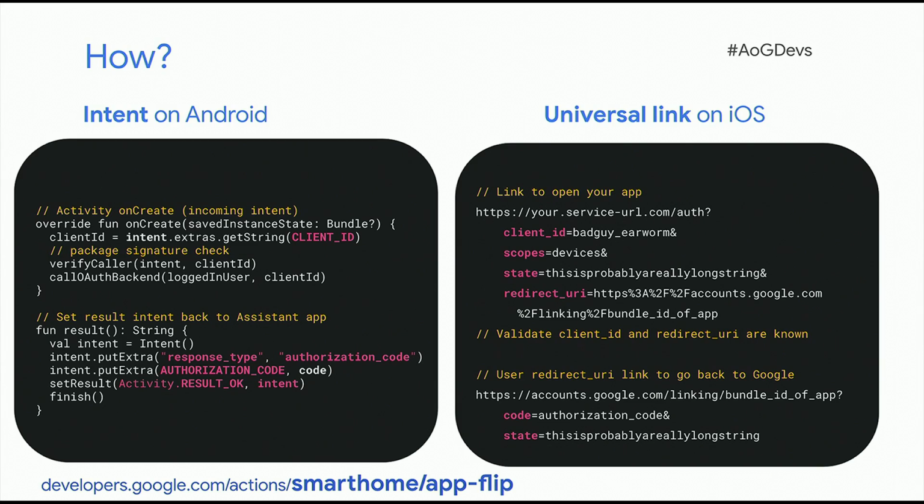Again, do the same validation on iOS using those couple things. And then once you've done that, you can call your OAuth backend again with your user credentials that are already stored in the app, as well as the client ID. Once you get an authorization code back from your servers, then you can respond back to Google using Google's URI that was provided in the redirect URI. And again, the authorization code and the state.